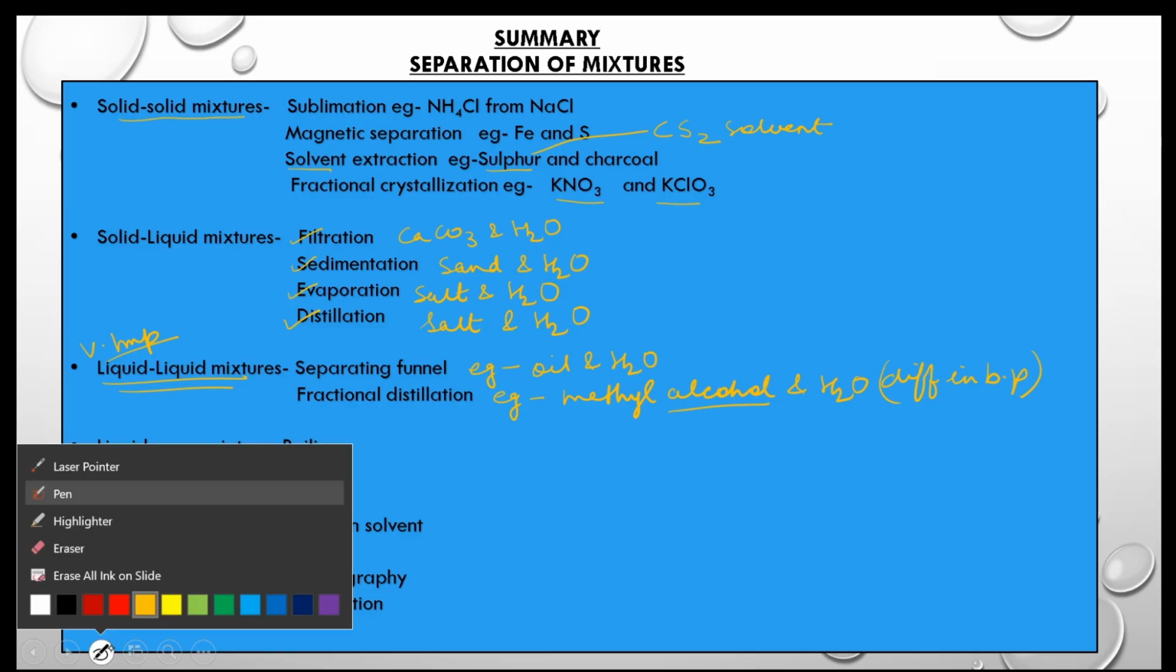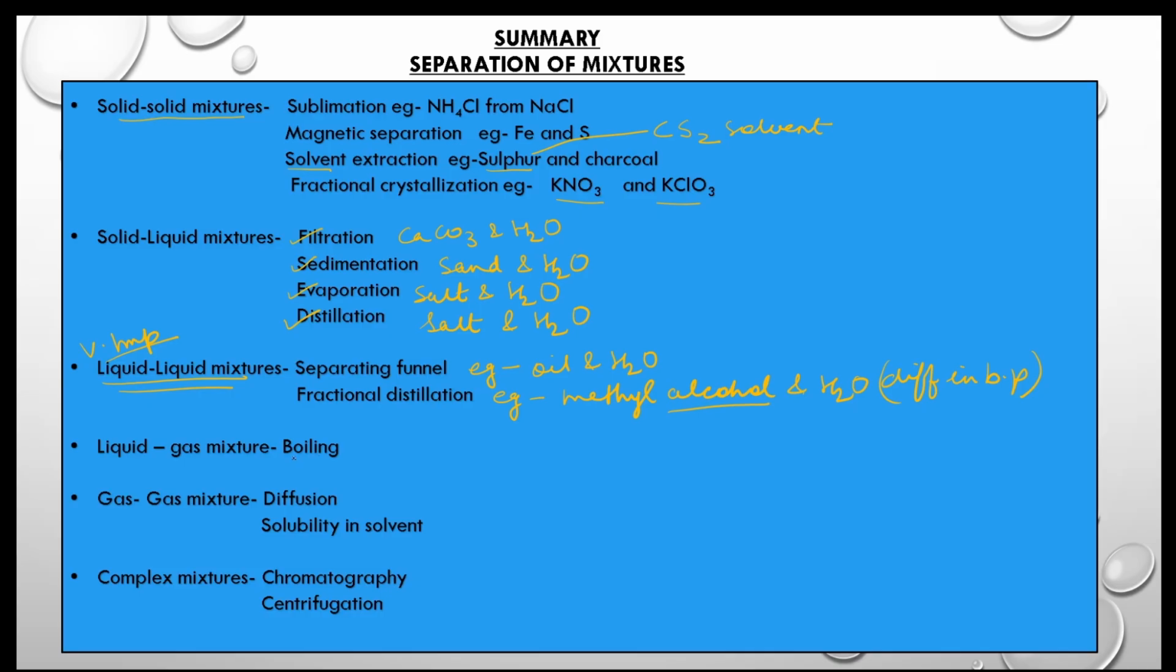And then next we saw boiling. In boiling, we saw the example of CO2 and water, how CO2 and water can be separated by just boiling.